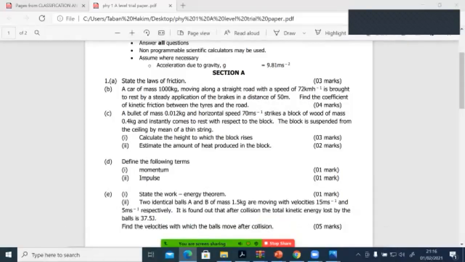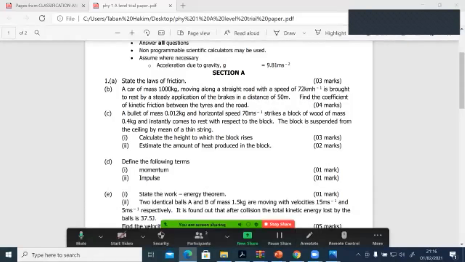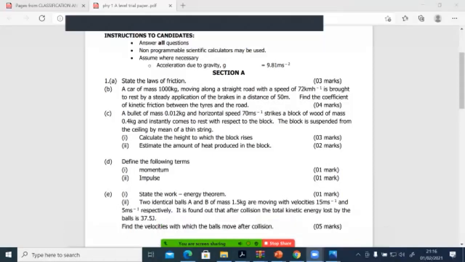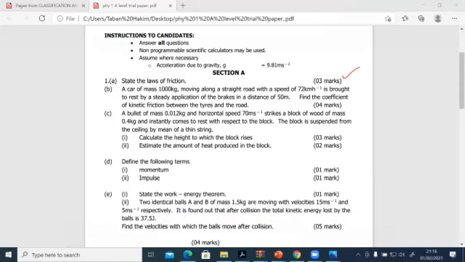Okay, so the first question was saying: state the laws of solid friction. This one I've seen it. You said that... The image is kind of okay. So you can read for me what you wrote. Frictional force opposes the attempted or relative motion between surfaces in contact.